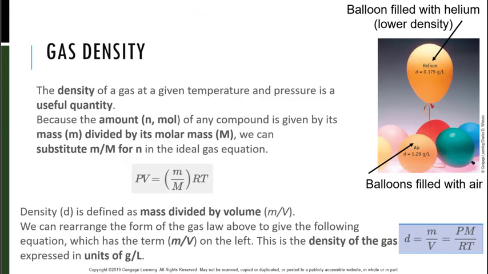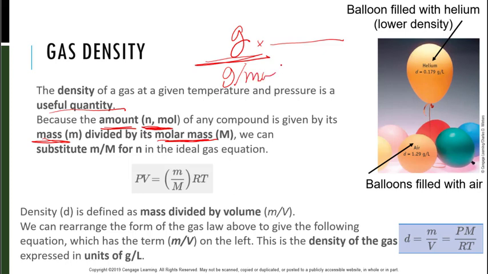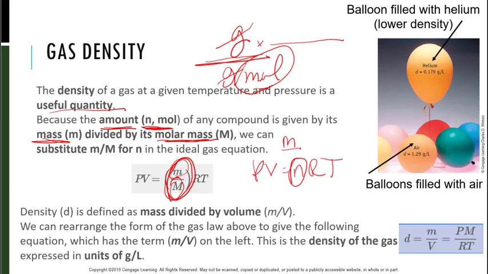Moving on to gas density. The density of a gas at a given temperature and pressure is a useful quantity. Because the amount, or our n, our moles, of a compound is given by its mass divided by molar mass, we can substitute, because we know if I took the grams of hydrogen and divided it by the molar mass, which is grams per mole, those grams cancel and I'm left with moles. So n, our moles, is equal to mass divided by molar mass. So all we did was substitute in for PV equals nRT. We substituted mass over molar mass for that n.